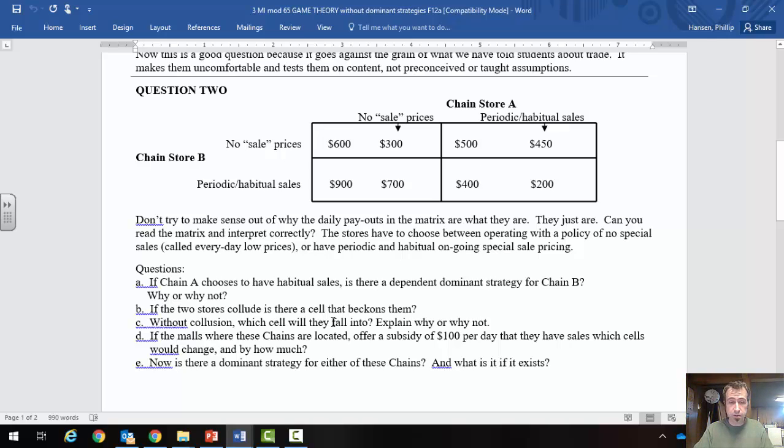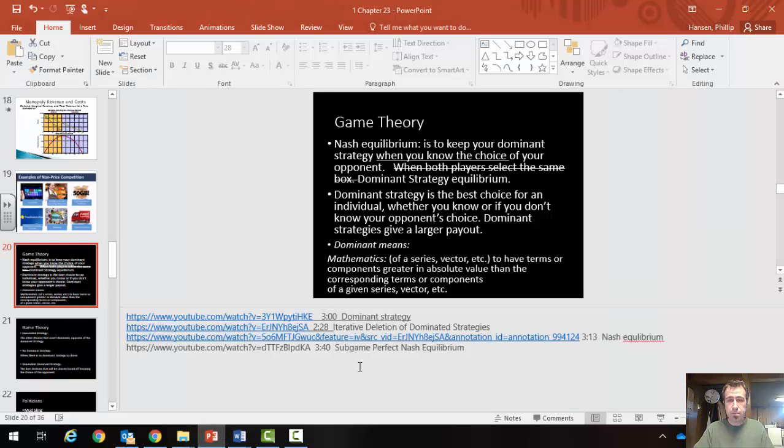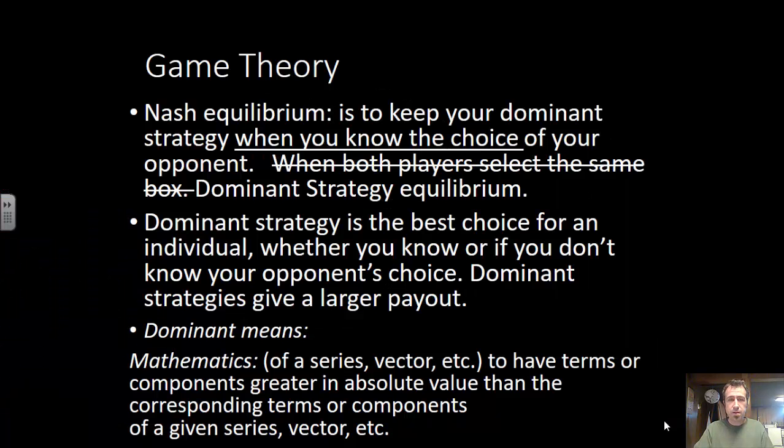Now, let's go back to our definitions for a second, now that we're getting into how to read it. So we've got dominant strategy. Dominant strategy is the best choice for an individual, whether you know or don't know your opponent's choice. Dominant strategy gives a larger payout, so there's more profit. Dominant in mathematics technically means to have terms or components greater in absolute value than the corresponding terms or components of a given series, vector, etc. So it's not the same as math, but it's similar. It's a greater payout, right?